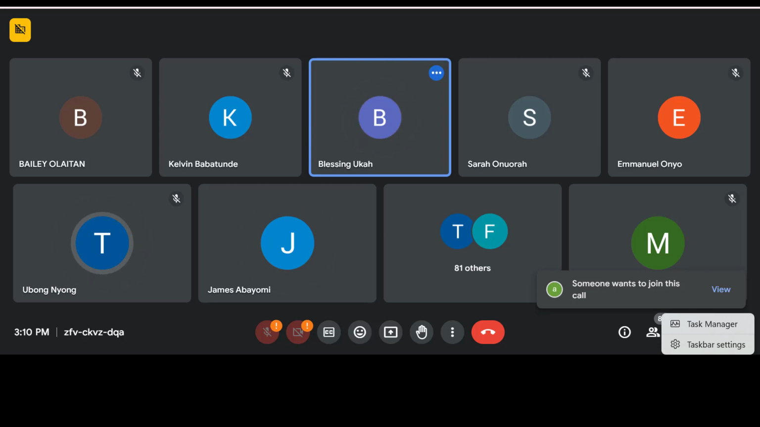Math is not English. So anybody that is saying all these equations should share his or her screen. Let's see what you are saying.